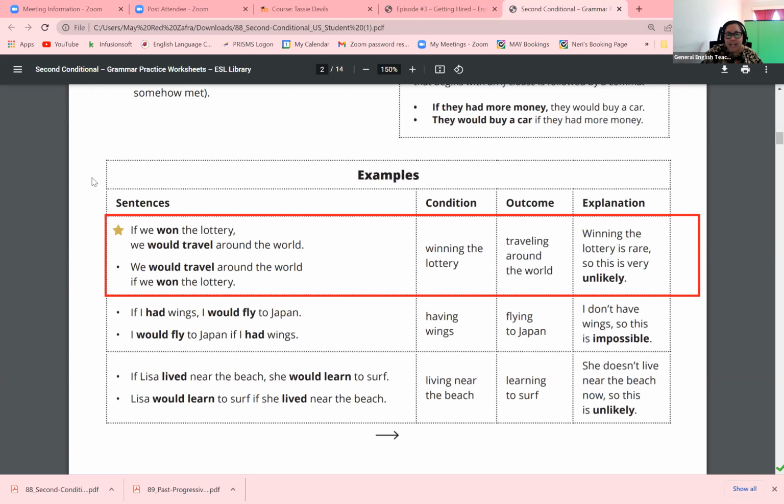Can you read the next example, please, Kion? We would travel around the world if we won the lottery. So again, you can interchange the sentence structure. Okay.